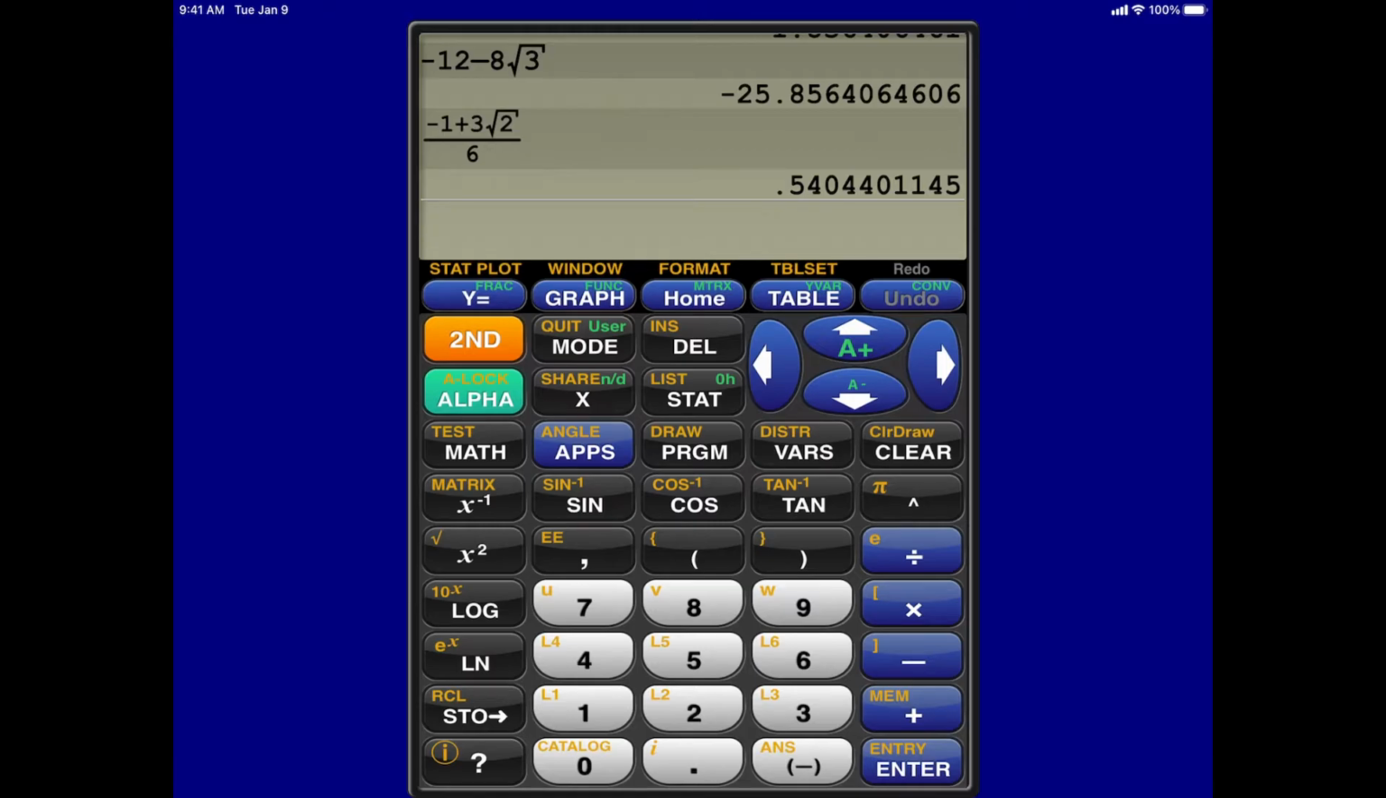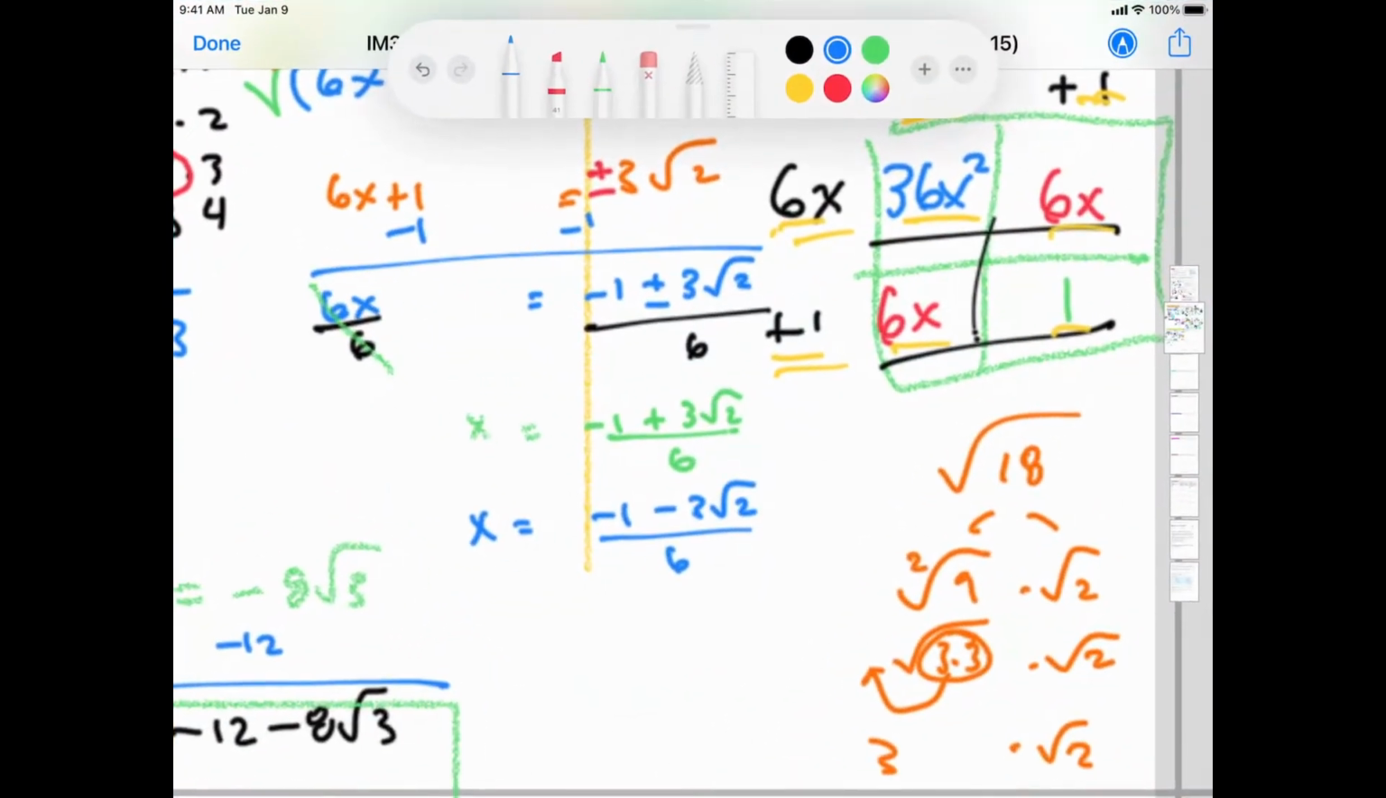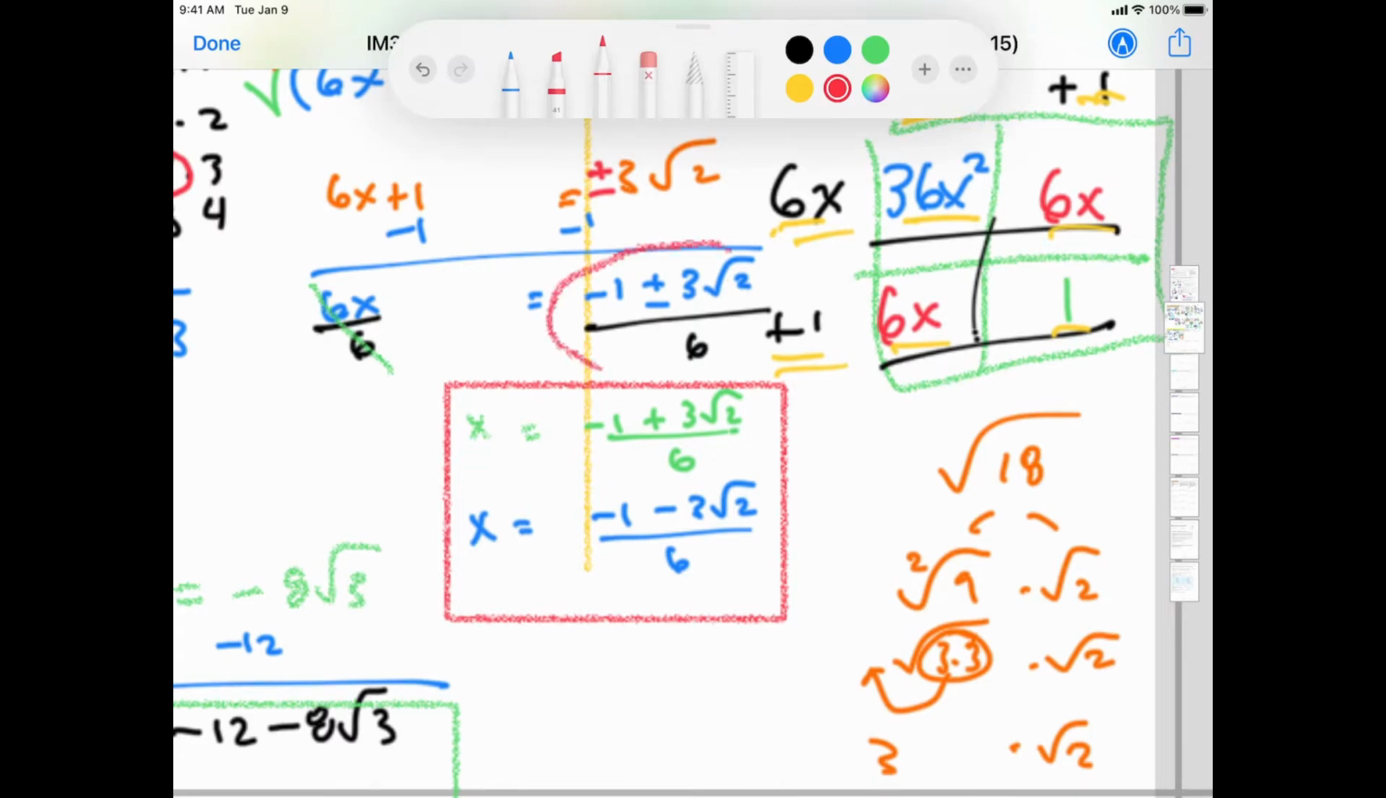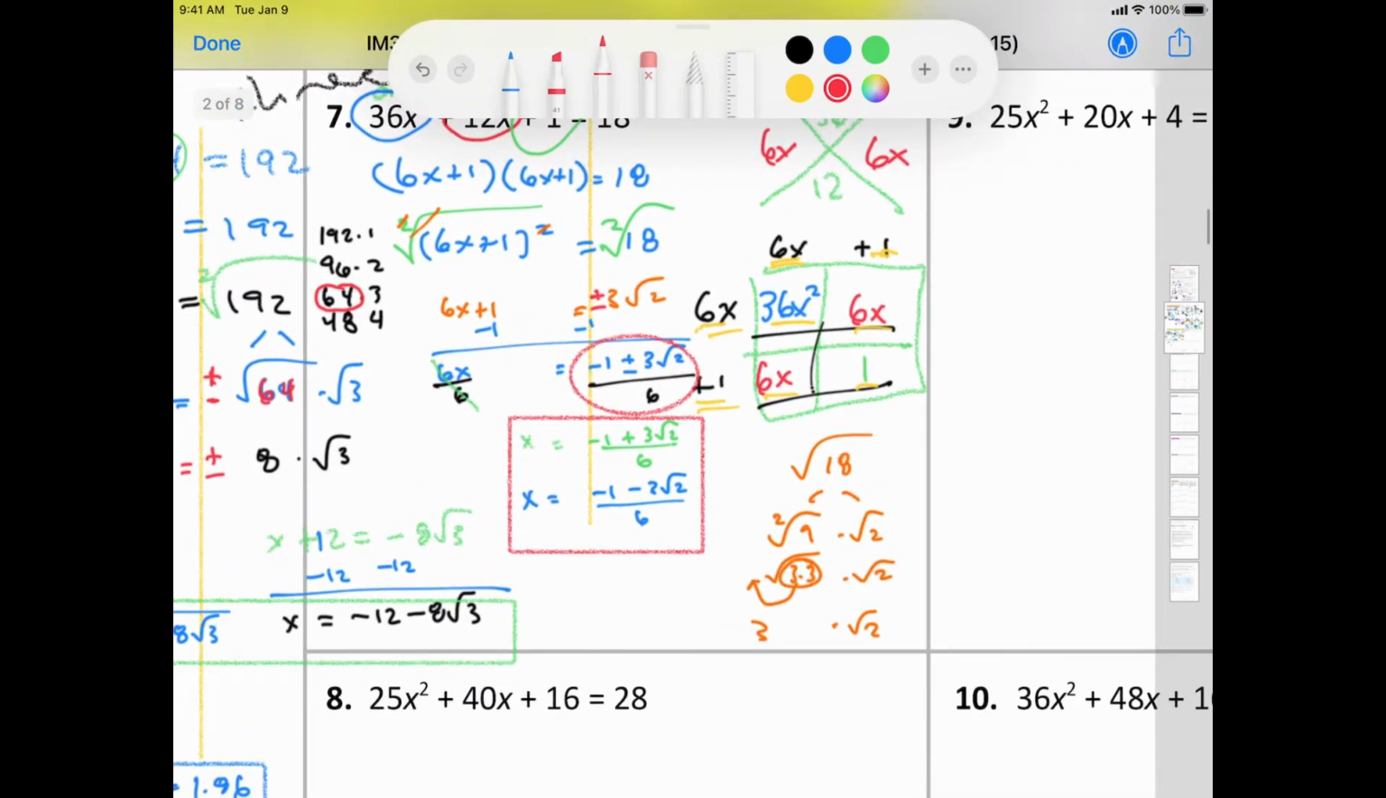Oh, here's some good news. We can keep that. That's what the book wants. It does not want a decimal. So, yay. A cleaner answer is if you did the circled one. But it's irrational because it's going to be decimals and it keeps on going.